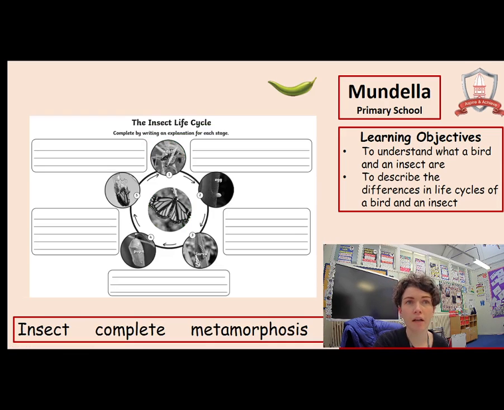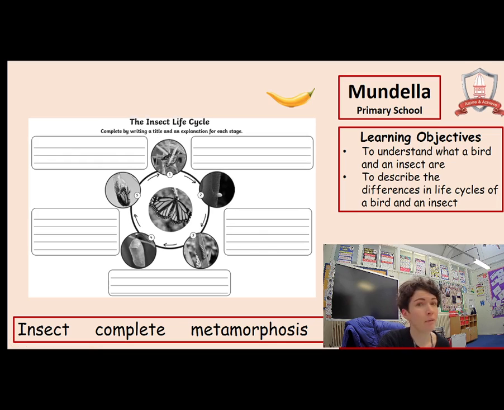Now for your task here, I'd like you to complete the insect life cycle for complete metamorphosis. So that's the metamorphosis with 4 stages of development. Okay, so for the green chili pepper, you have your 5 images and your 5 titles, and you've got to write an explanation for each stage.